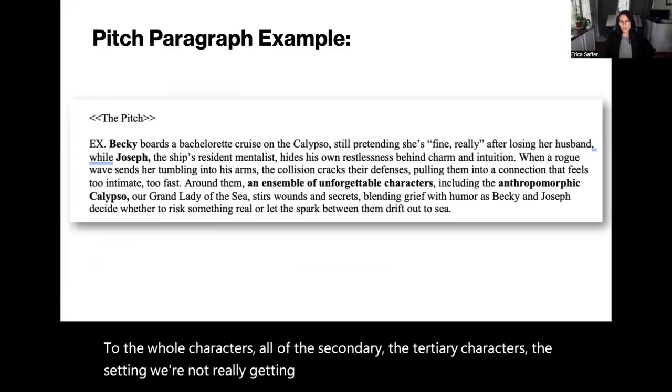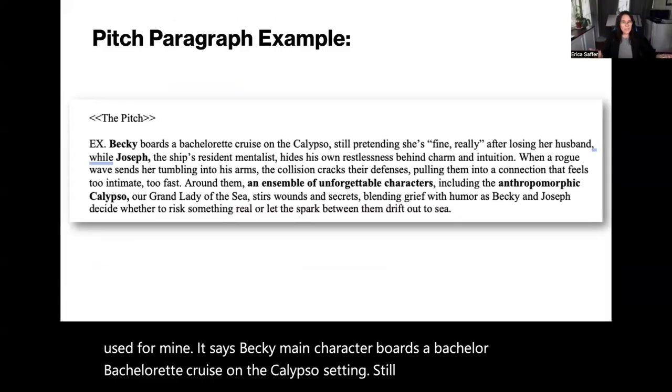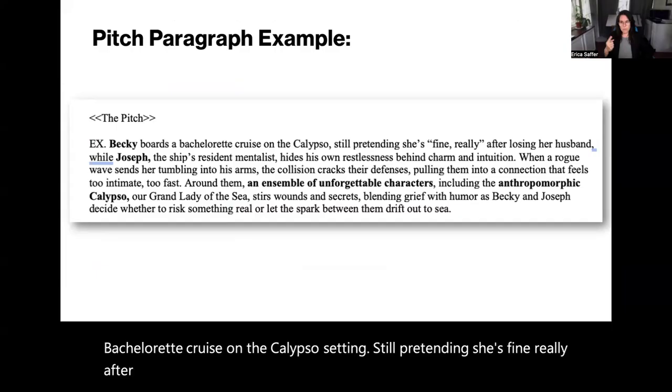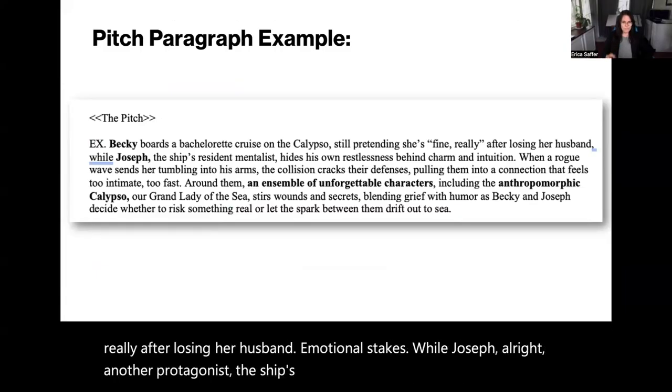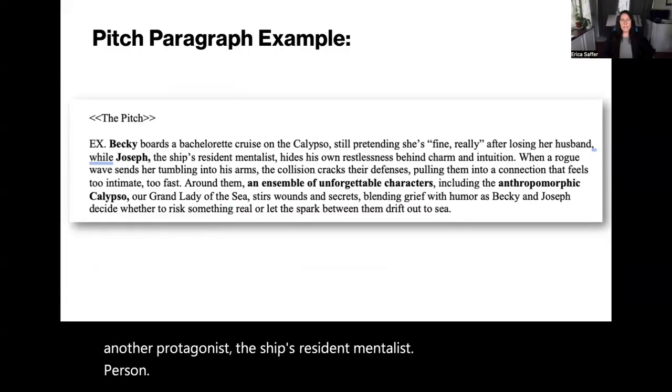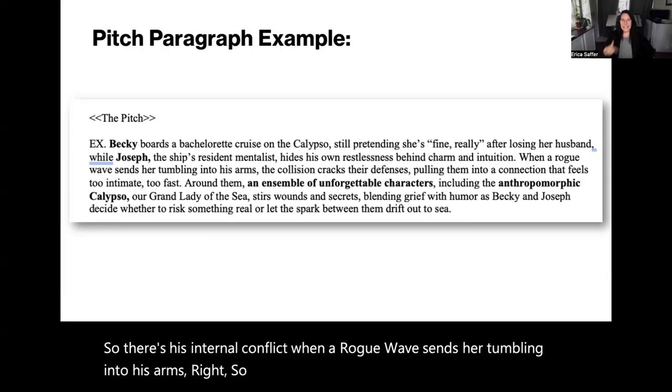This is the pitch paragraph that I used for mine. It says Becky, main character, boards a bachelorette cruise on the Calypso, still pretending she's fine after losing her husband. Emotional stakes. While Joseph, another protagonist, the ship's resident mentalist, hides his own restlessness behind charm and intuition, right? So there's his internal conflict. When a rogue wave sends her tumbling into his arms, right? So this is the inciting incident here. The collision cracks their defenses.